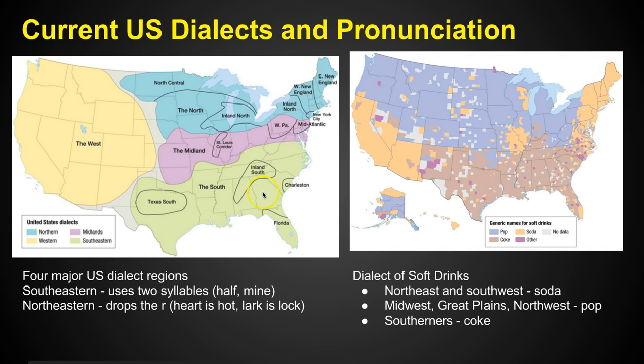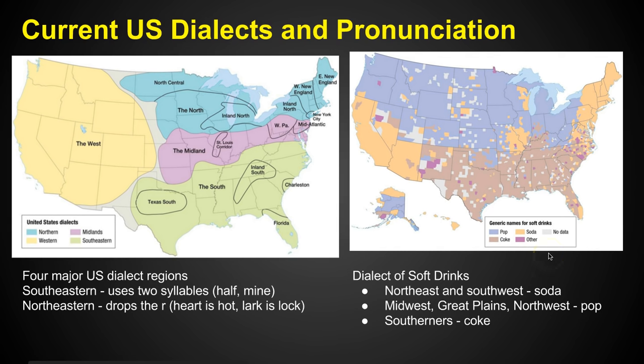In the Southeast, we're thinking about the way people speak, and they use things that might sound like two syllables. So instead of saying "half," we might be saying it with two syllables. Or if we say "mine," they might say "mayan." So we're breaking it down into two syllables. In the Northeast, we're doing things like dropping our R, where we might say "heart," they might say "hot." Use your heart. Or if we've got "lark," which is a bird, they might just say "lock." I mean, we don't even say lark very often these days, but whatever.